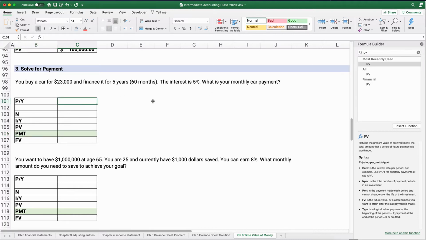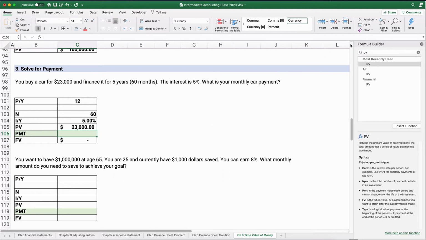Your monthly car payment is calculated like this. 12 is the number of periods per year. We have 60 months, so I'm going to calculate 5 times 12, 60 months. You could just use 60. The interest is 5%. The present value is going to be $23,000. That's how much we have to borrow. The future value, it doesn't say the future value. We know we're going to pay off this loan over 5 years, so the future value is 0. So we need to figure out, what is your monthly car payment?